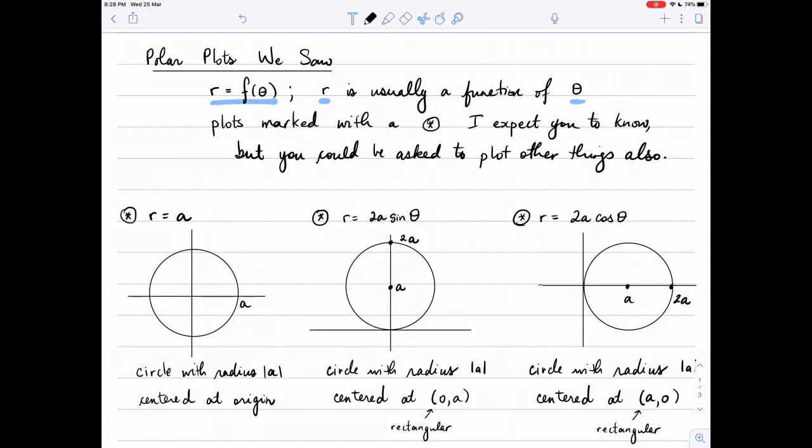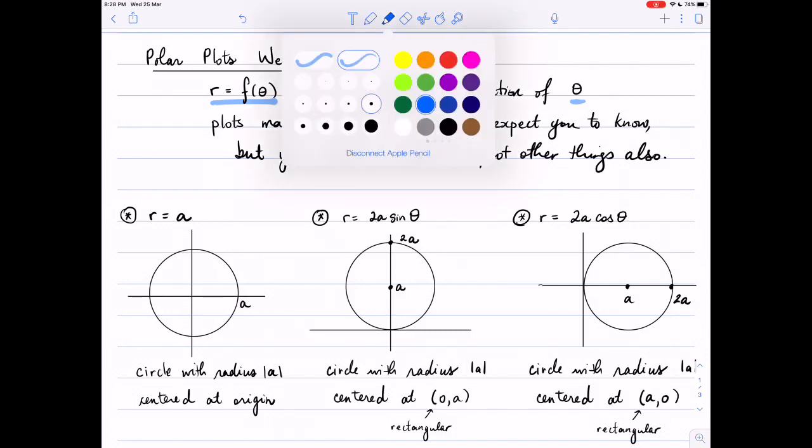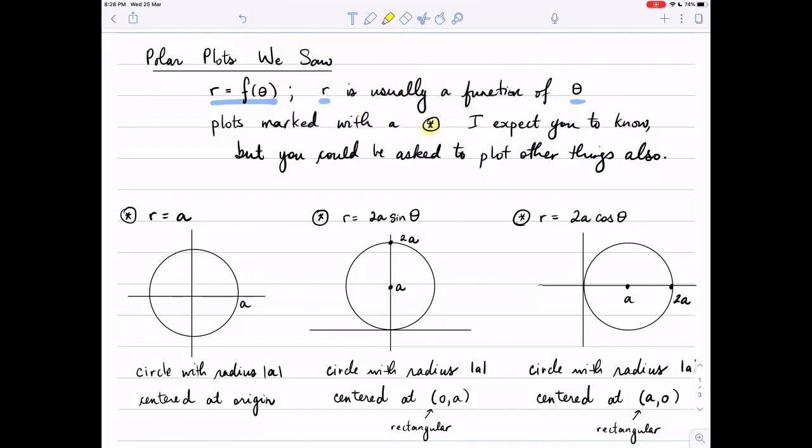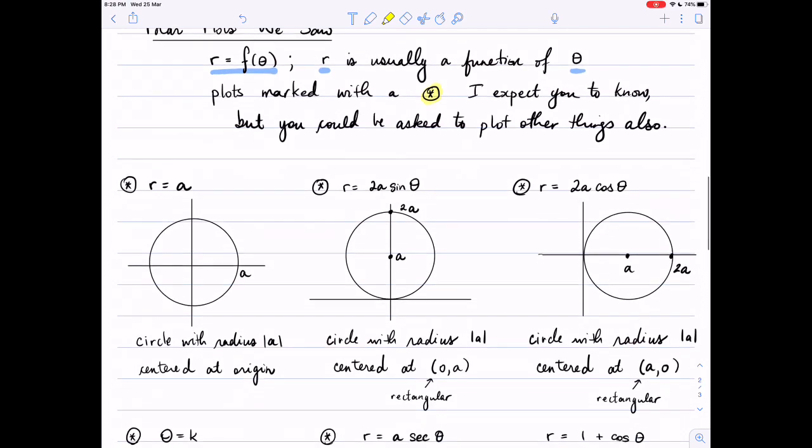So what we have below are plots that we did in class, and the ones that are marked with an asterisk here are ones that I expect you to know by heart. But I could ask you to figure out another plot, with a table of values, or plotting like we did in class by looking at the graph of the function and determining the radius, and using those techniques. You could be asked to plot other things. But those things marked with an asterisk are things that I'm going to just assume that you know.